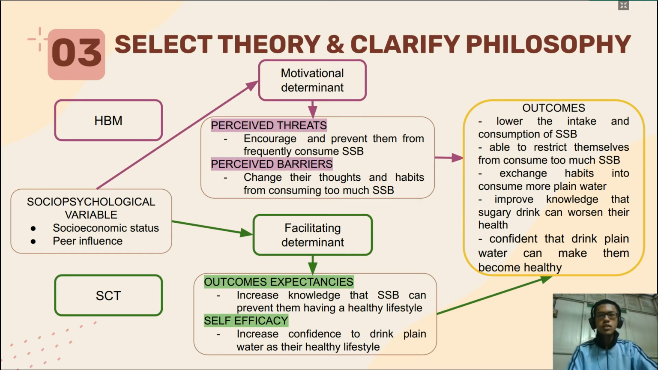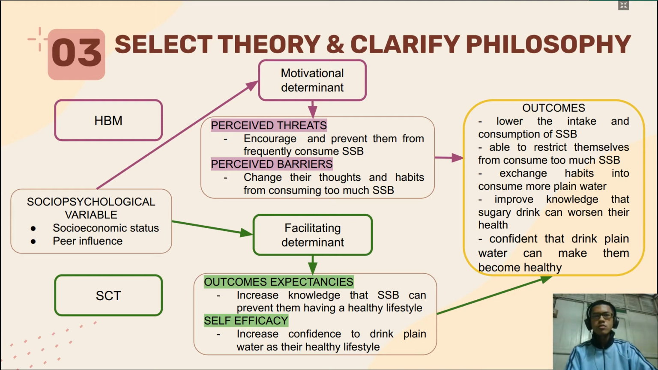Now let's move on to the third letter, S, which is select theory and clarify philosophy. So we already identified the socio-psychological variable, which is socio-economic status and peer influence. For the health belief model, we already identified the motivational determinants, which are the perceived threats, which encourage them to prevent frequently consuming sweetened sugary beverages, and also the perceived barriers, which will change their thoughts and habits from consuming too much SSB.